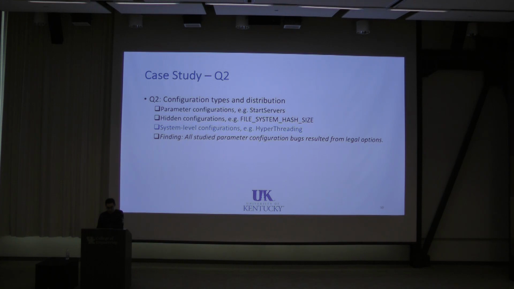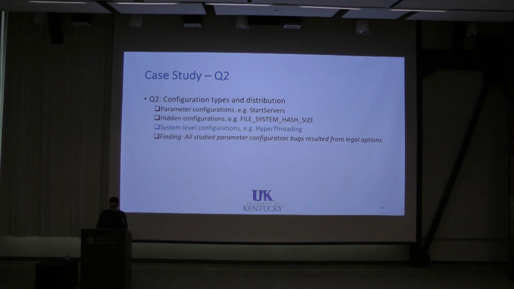And for the third type, we define the system level configurations. This one talks about configurations such as the system topology, as well as the software components and libraries that might be involved.